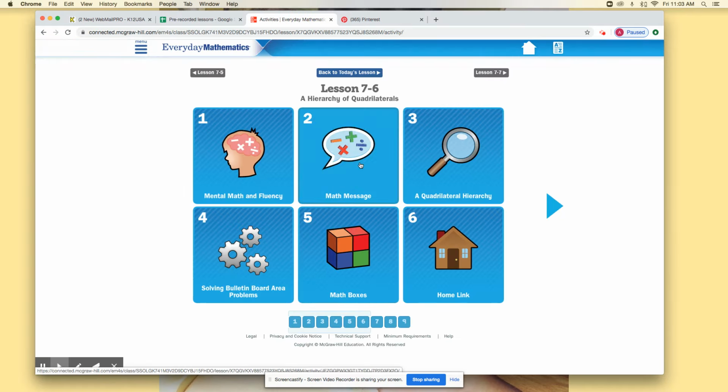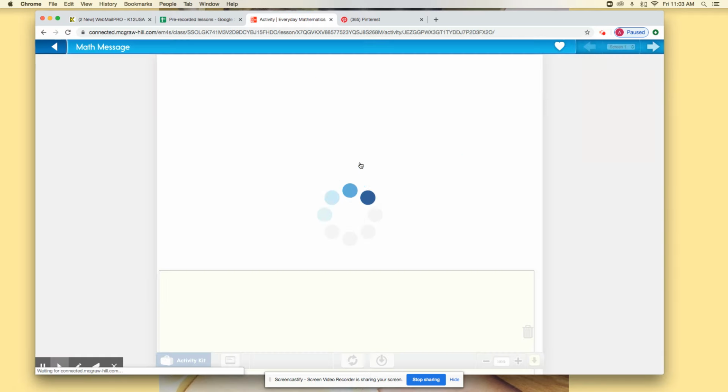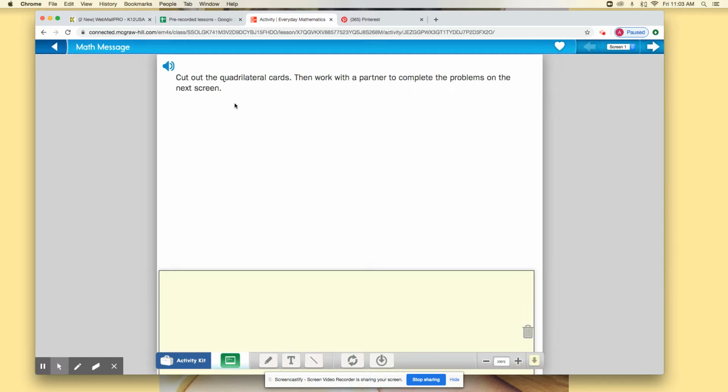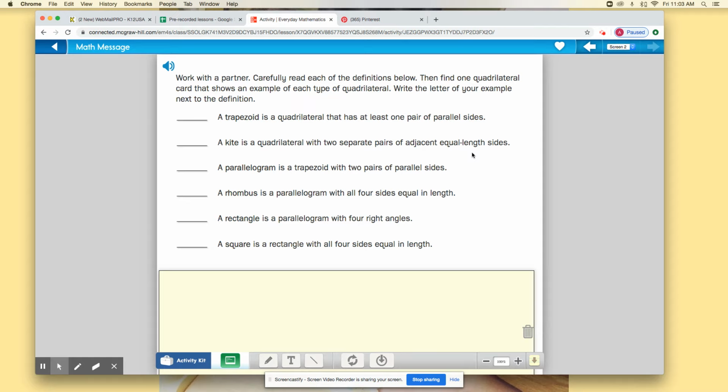Going back, let's take a look at our math message today. Let's listen. Math message. Cut out the quadrilateral cards. Then work with a partner to complete the problems on the next screen. We don't have cards to cut out, unless you have your journals and you're able to rip them out in the back, then that's great. But we're going to move to screen 2.